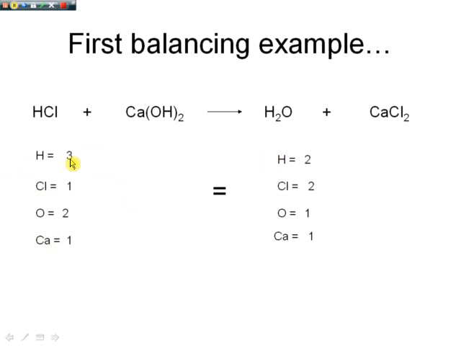On the left-hand side of the equation, I have 3 hydrogens, which I get by multiplying this 2 through the parentheses and then adding it to my hydrogen from HCl. So I have 1 plus 2 equals 3. I have 1 chlorine, 2 oxygens, which again comes from the 2 behind the parentheses, and I have 1 calcium. On the right-hand side, I have 2 hydrogens, I have 2 chlorines, and then I have 1 each of calcium and oxygen.